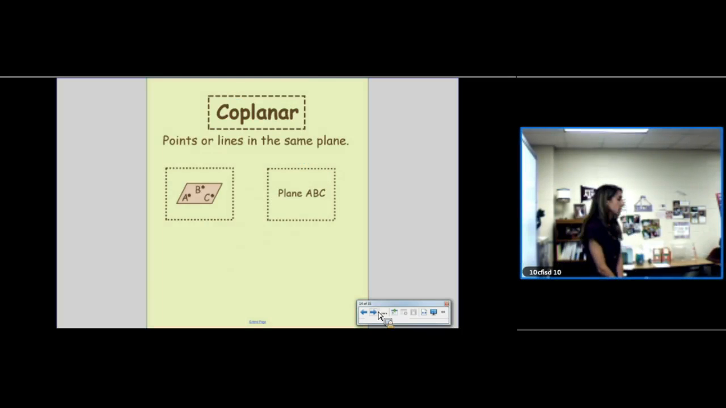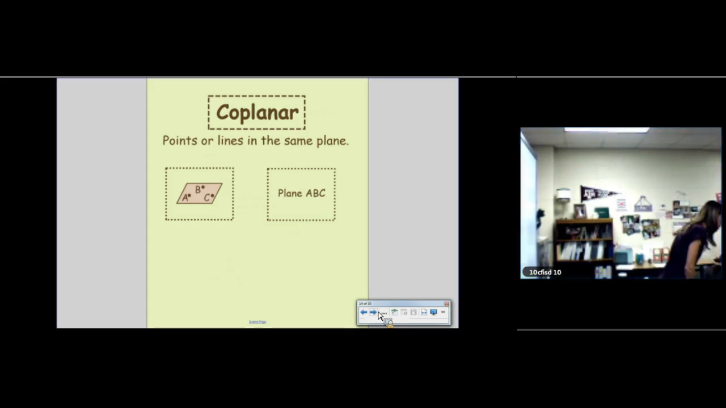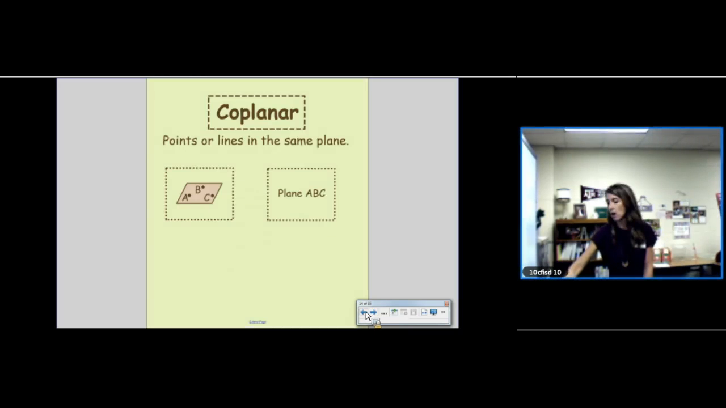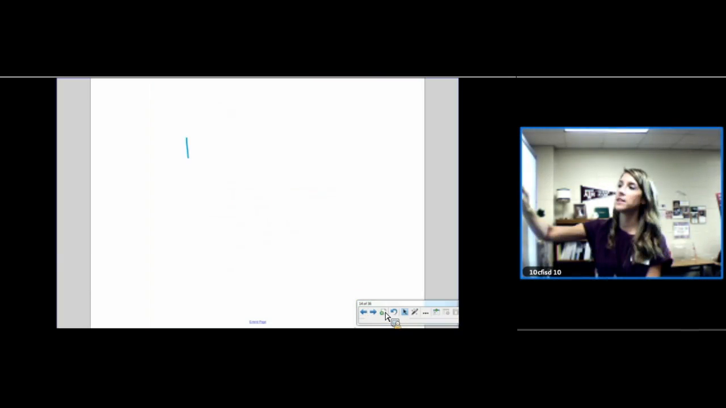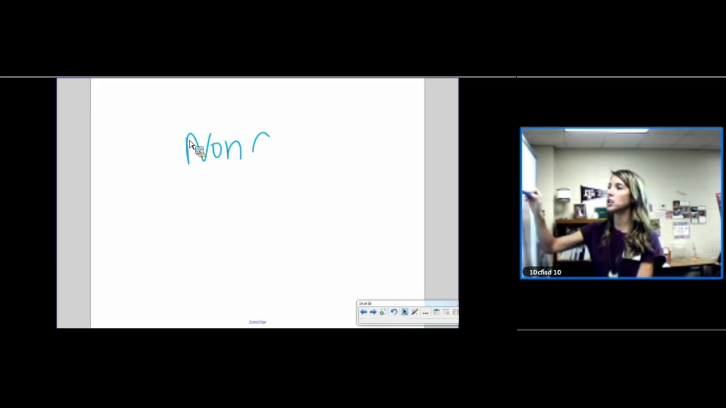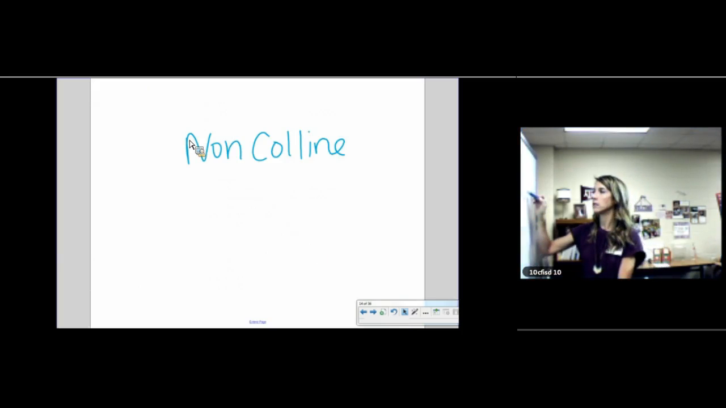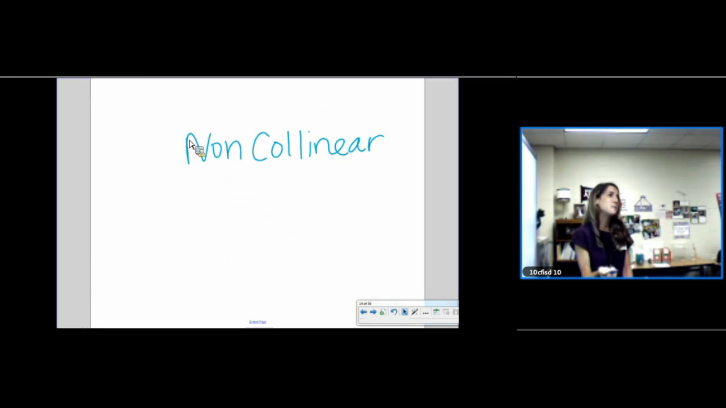Coplanar would mean same. Oh, this is out of order, isn't it? Stop. Hold up. We need non. Okay, I skipped non, but we filled these in yesterday. The next word was non-collinear. There's no notation, so I'm just going to move on. Non-collinear just means they're not on the same line. So collinear, same line. Non-collinear, not the same line.